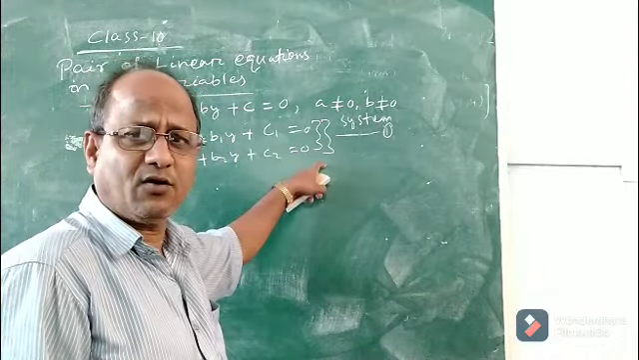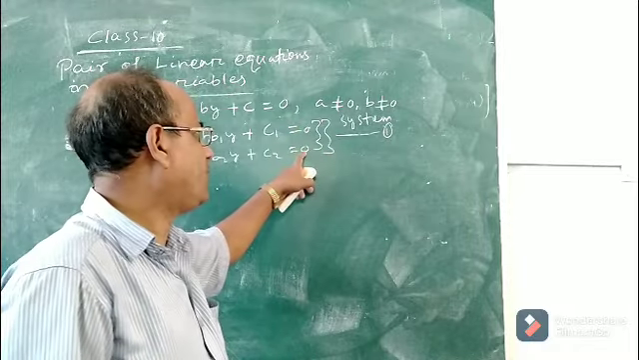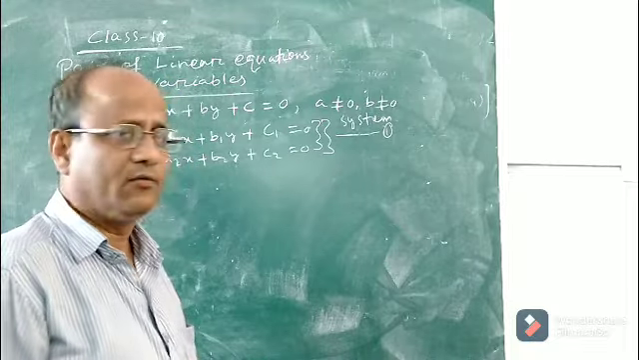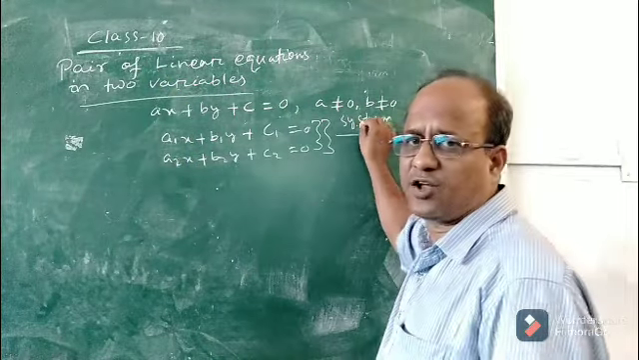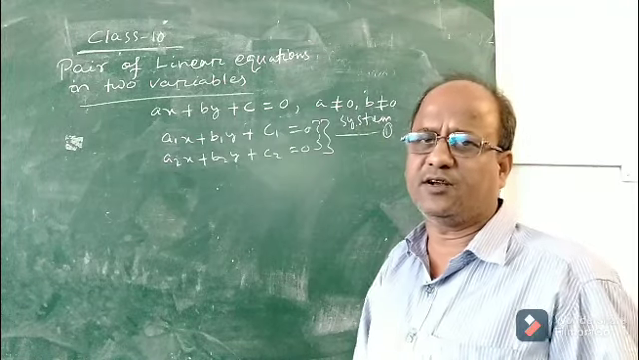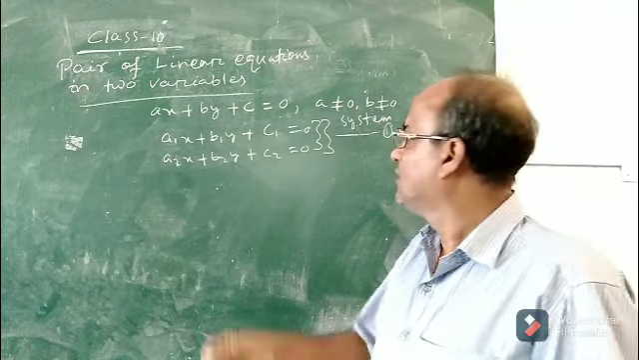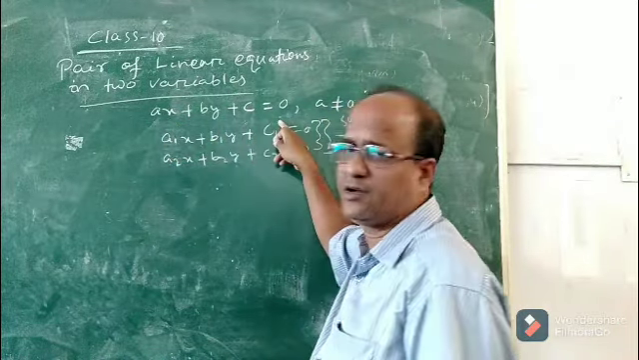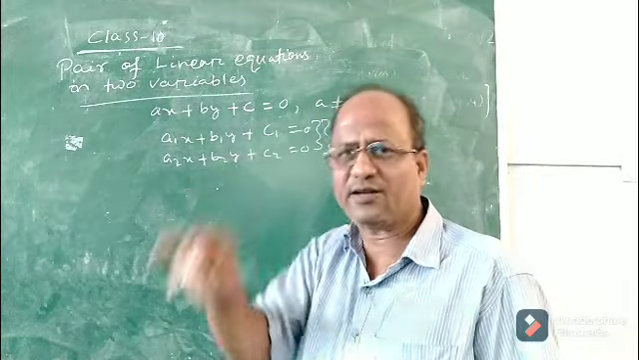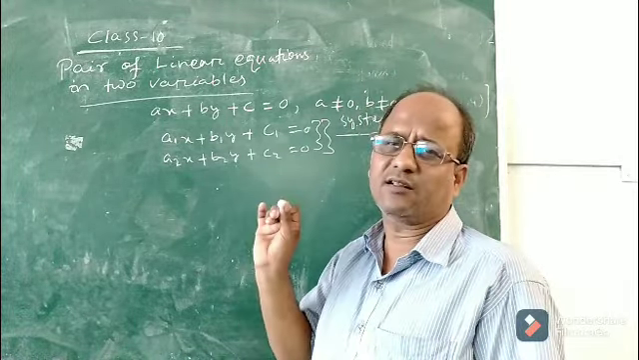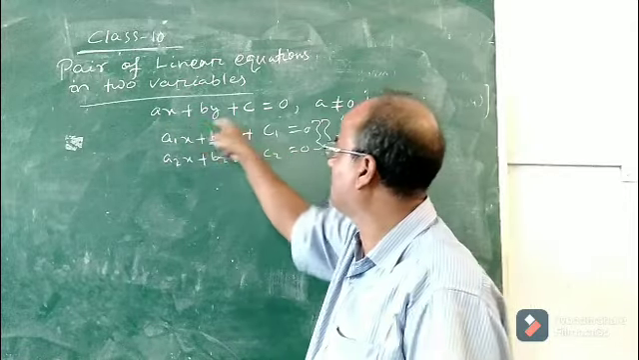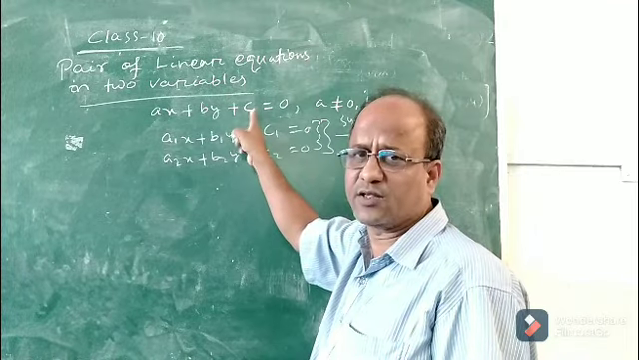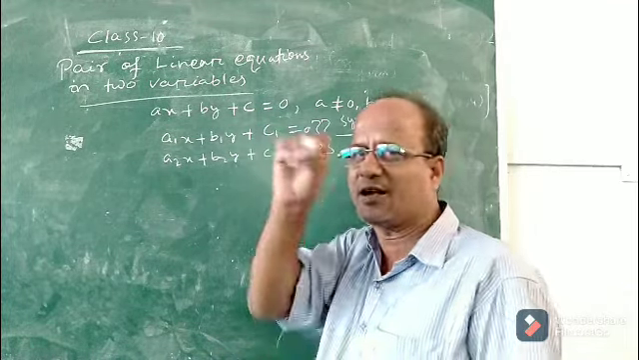So this is the idea of the general form of a system or a pair of linear equations in two variables. Now, the graph of a linear equation in two variables, which we read in class 9, is always a straight line, and any point lying on the straight line of the graph of this equation is a solution of this linear equation in two variables. Any point lying on it will satisfy that equation.